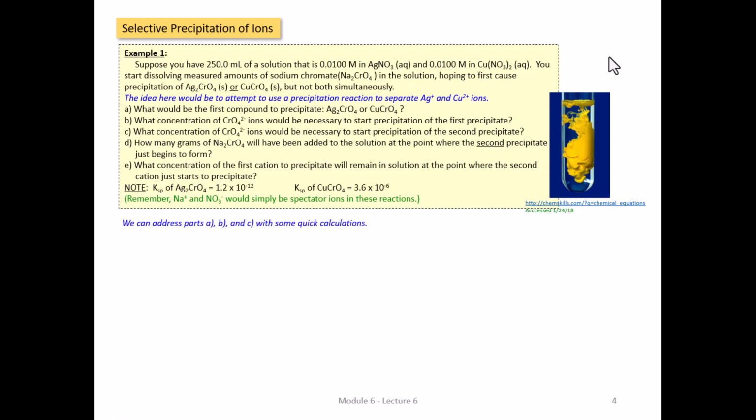Well, an understandable reaction to all these questions would be, I have no idea where to start. We can actually address the first three parts, A, B, and C, with some quick calculations. So let's attempt to do that.